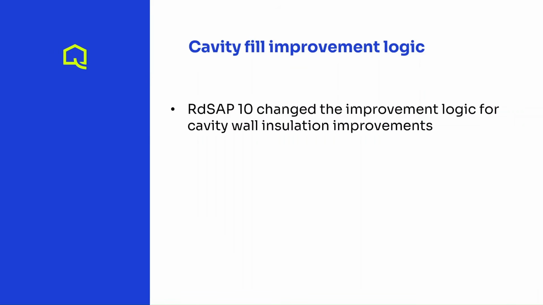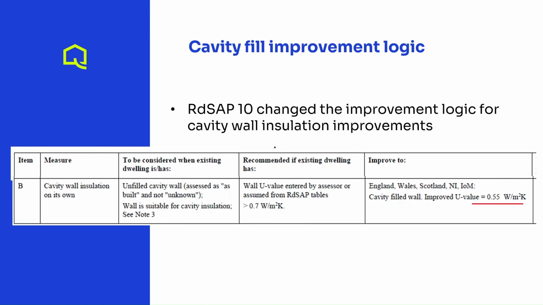When RdSAP 10 was introduced, the logic behind improvement measure B, cavity wall insulation, was changed so that when the improvement was applied to the dwelling, the wall U value was set at 0.55 watts per square metre Kelvin. However, as we noticed in 2024, 9 months before RdSAP 10 would eventually go live, there was a discrepancy in the application of this measure.